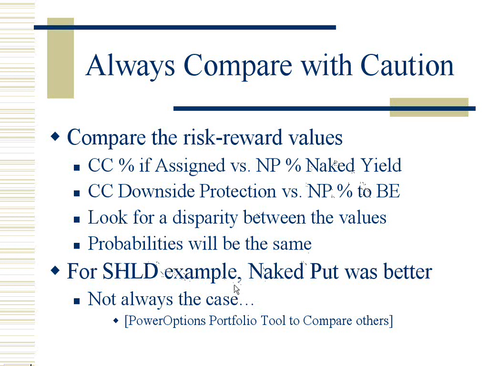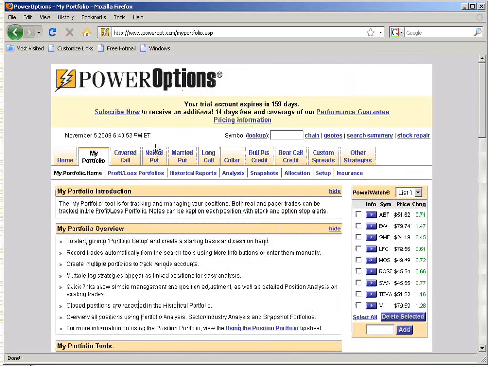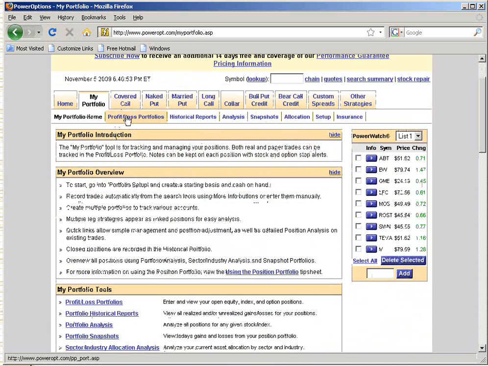Now, this is not always the case. Let's link back now to the PowerOptions suite of tools. Remember, we were looking at the December option chain for Apple there. And what I'm going to do now is go to the My Portfolio tools. This is where you can track and paper trade current positions or positions that you're interested in trading in the profit and loss portfolio. Okay, so I'm going to go ahead and pull that up.